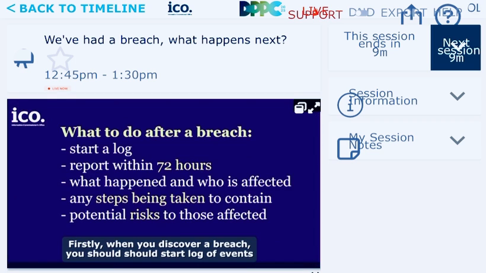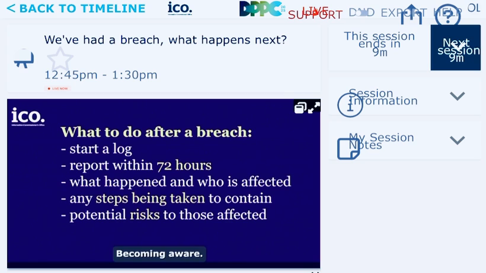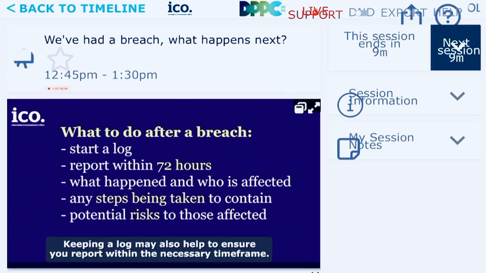Firstly, when you discover a breach, you should start a log of events, and this should include when your organisation became aware of the breach. If you need to report the data breach to the ICO, it should be reported within 72 hours of your organisation becoming aware. Keeping a log may also help to ensure you report within the necessary time frame.